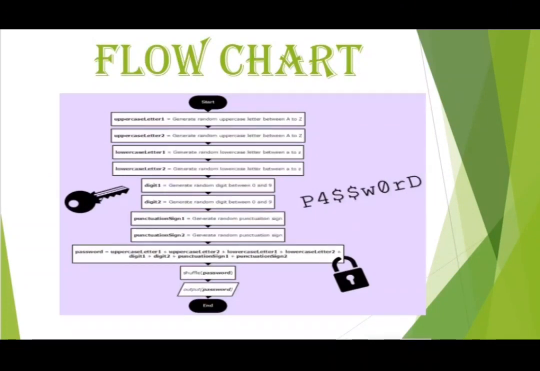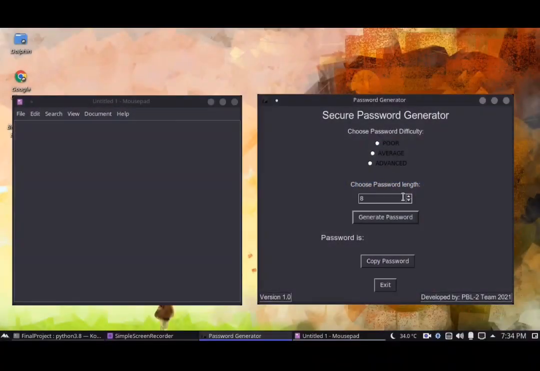First of all, we need to select the password level. We select the poor level and the password length. Then click generate password. It will print only passwords in the format of lowercase and uppercase. If you select average and click generate, it will print passwords in the format of lowercase, string digits and uppercase.